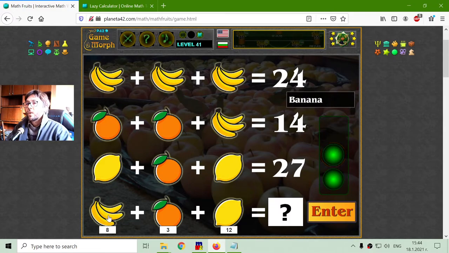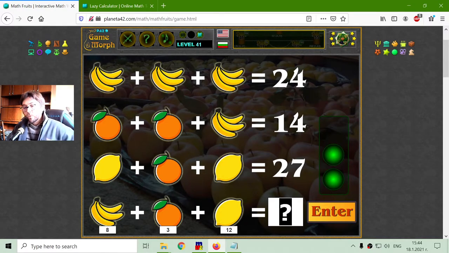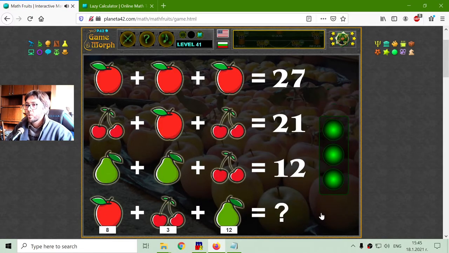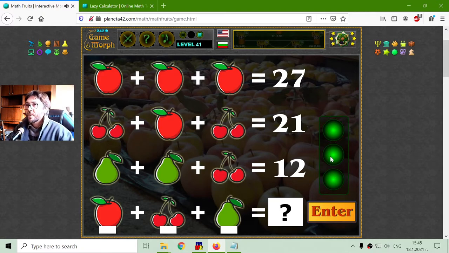We'll see. Now I have to sum 1 banana plus 1 orange plus 1 lemon. And I will have to write this. Okay, 12 plus 8 is 20. And 3, 23. Okay. If I press enter, I will reveal the truth. And the truth is that I have been correct. But another one, this is the last equation with the fruits, where we have apples.